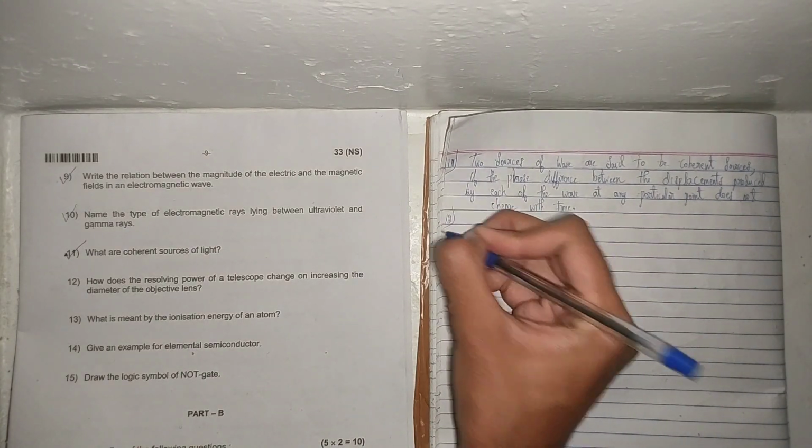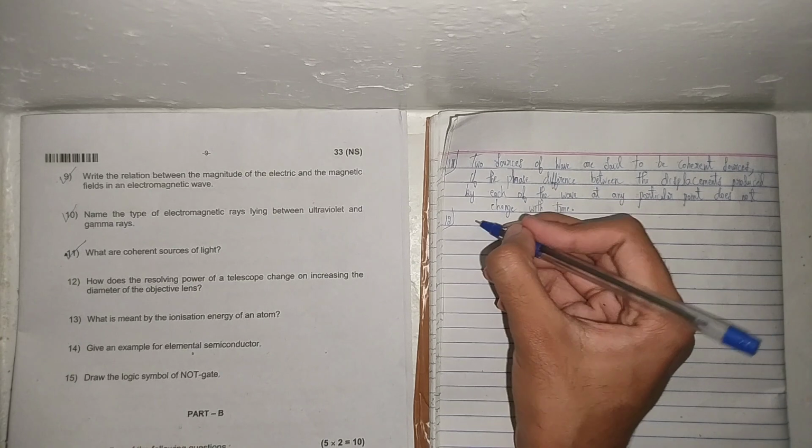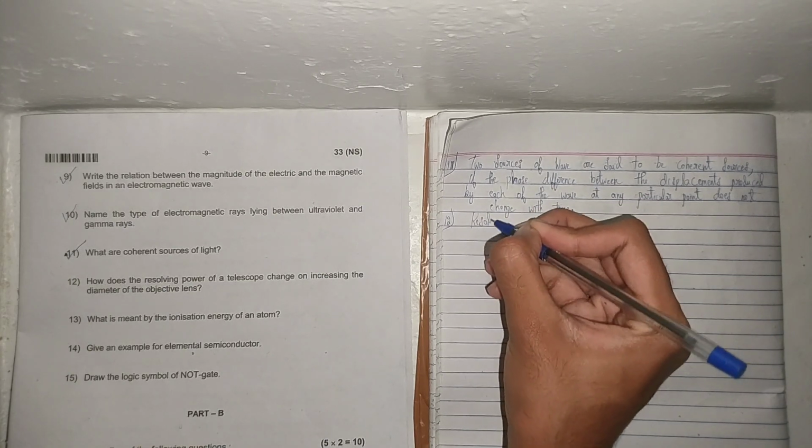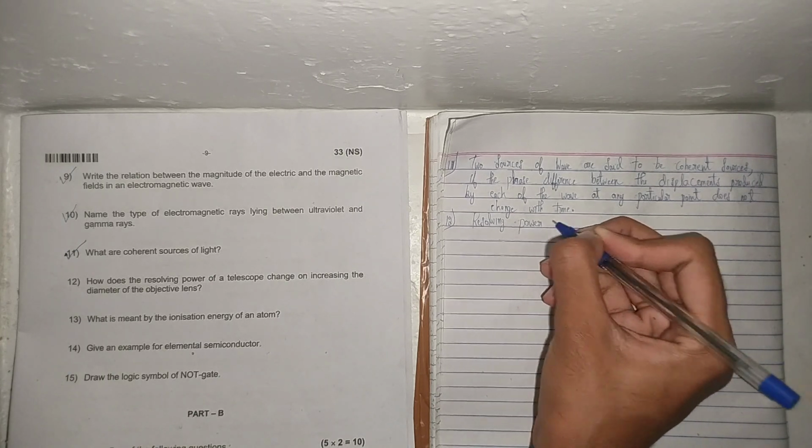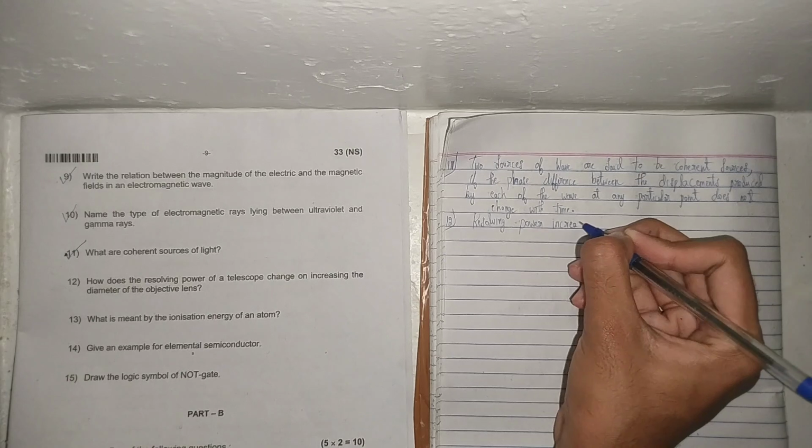So next, question number 12. How does the resolving power of the telescope change on increasing the diameter of the objective lens? The resolving power of the telescope increases.